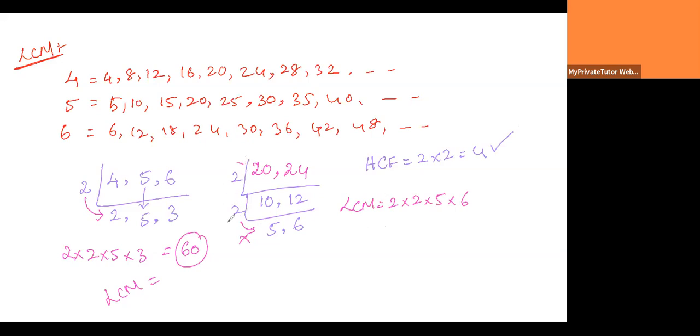In HCF, we multiply only the common terms, which is the divisors we divided the numbers by. But in LCM, we multiply those divisors and also the remainders which we got, all together. So what is the answer? 2 times 2 is 4, 4 5s are 20, 20 6s are 120. So 120 is the LCM of 20 and 24.